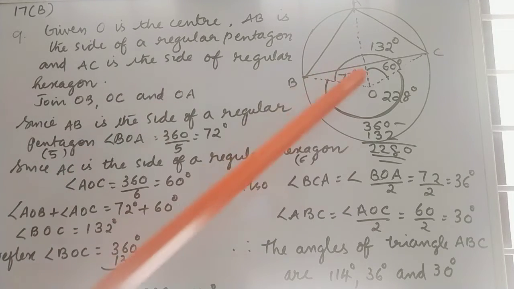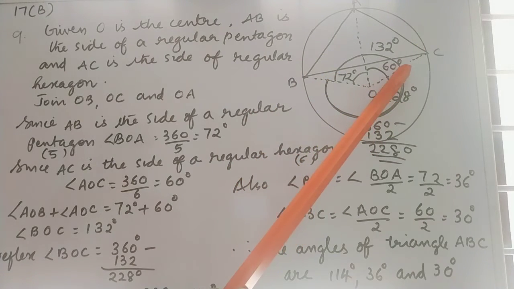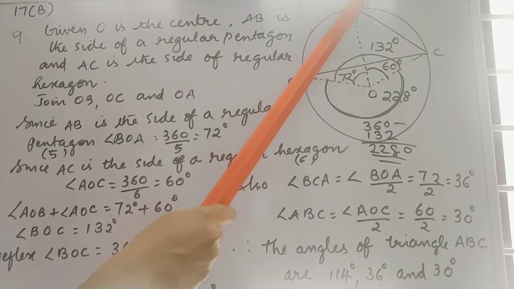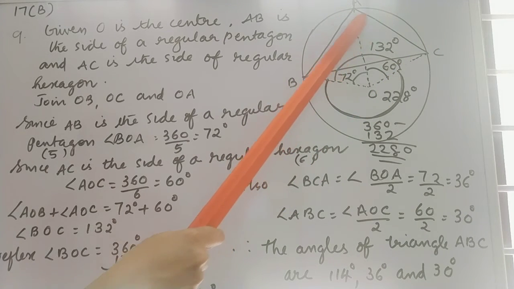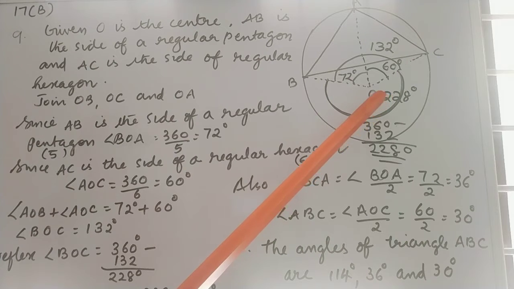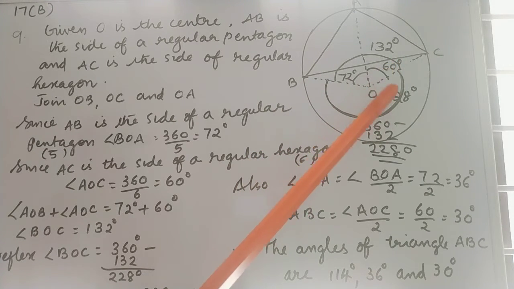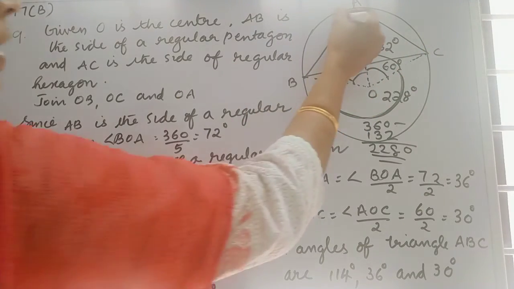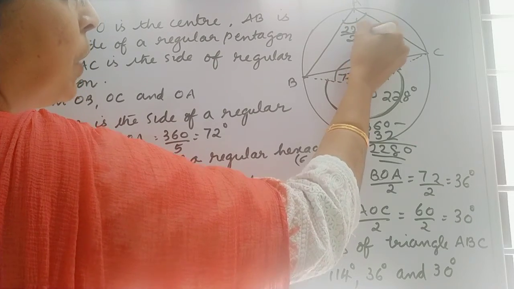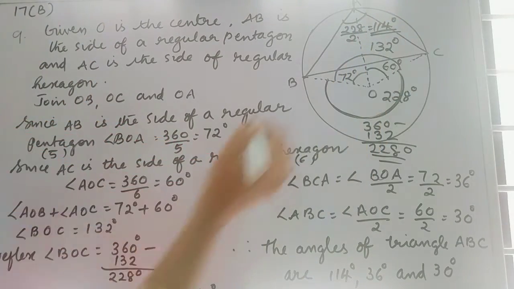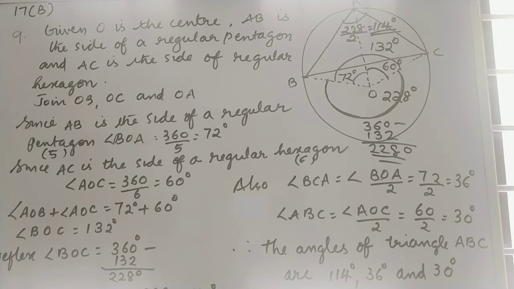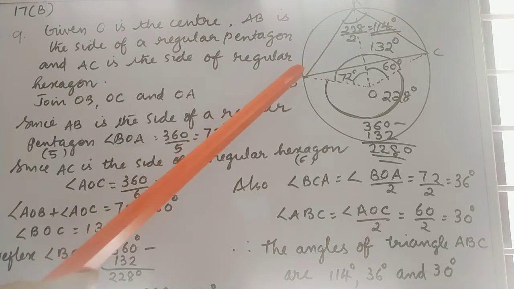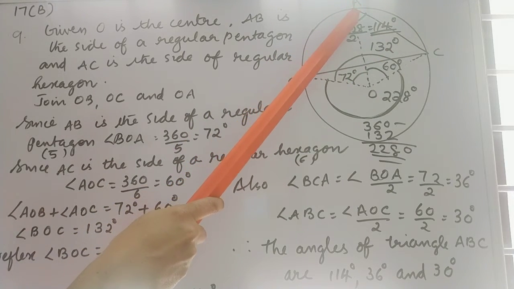So look at BAC. Reflex angle of BOC is a central angle. So what will be BAC? BAC will be this reflex angle BOC divided by 2. So we can write BAC will be 228 divided by 2, which is equal to 114. Reason: angle at the center of the circle is double the angle at the circumference. So we got angle BAC as 114 degrees. So in triangle ABC, angle A we got as 114.